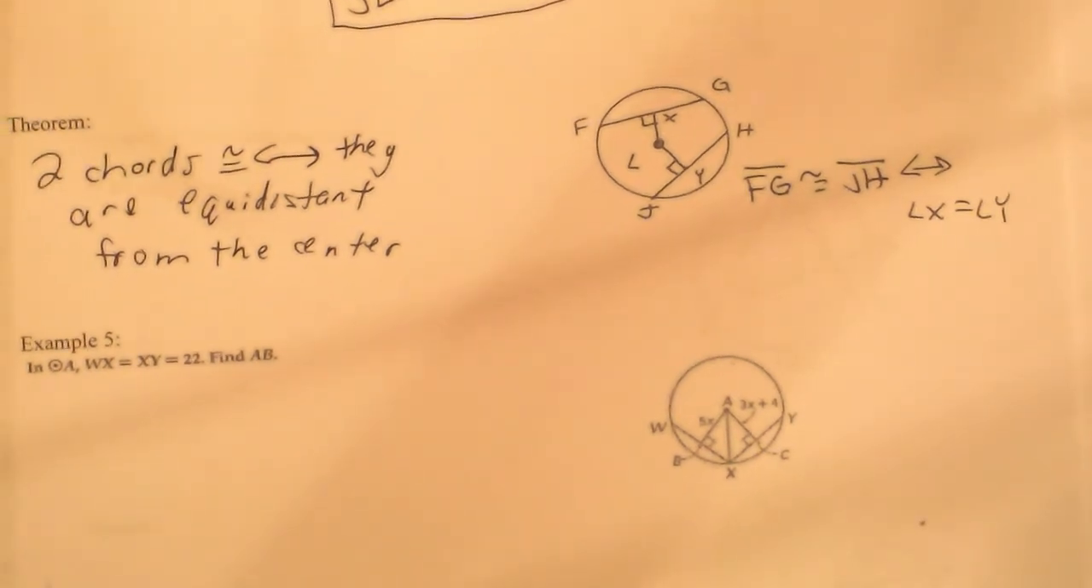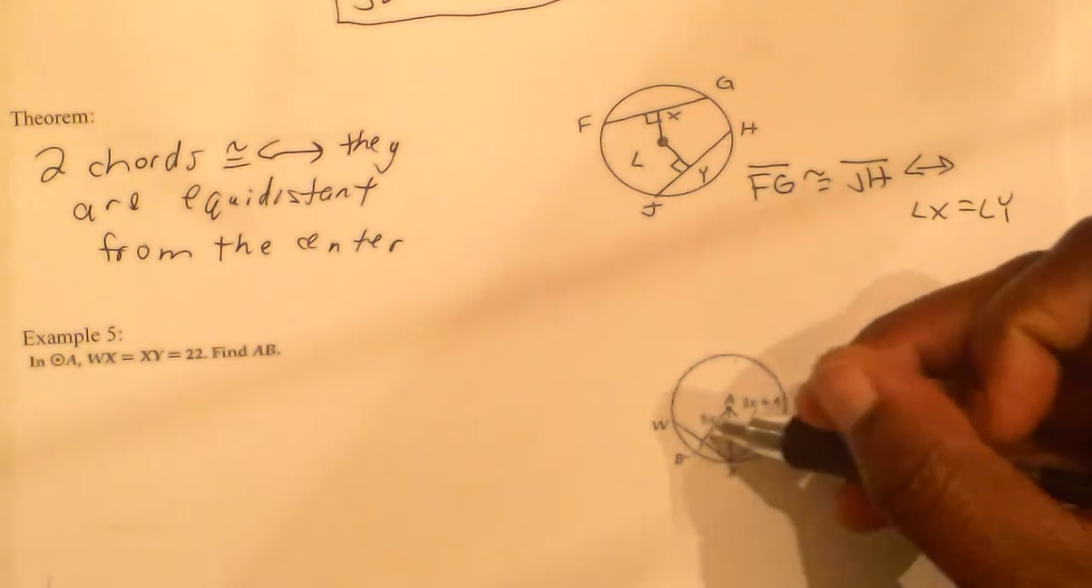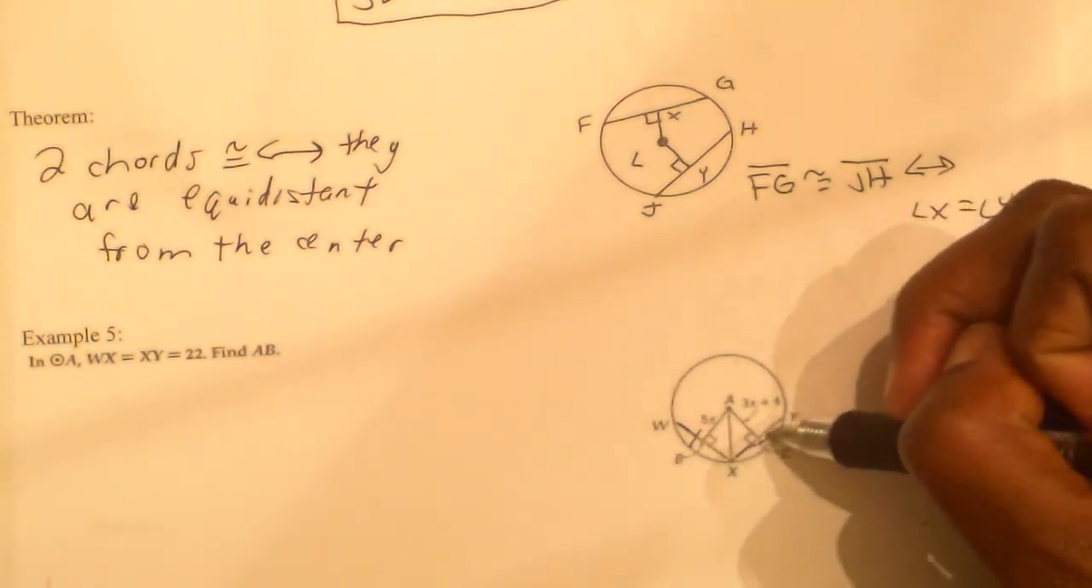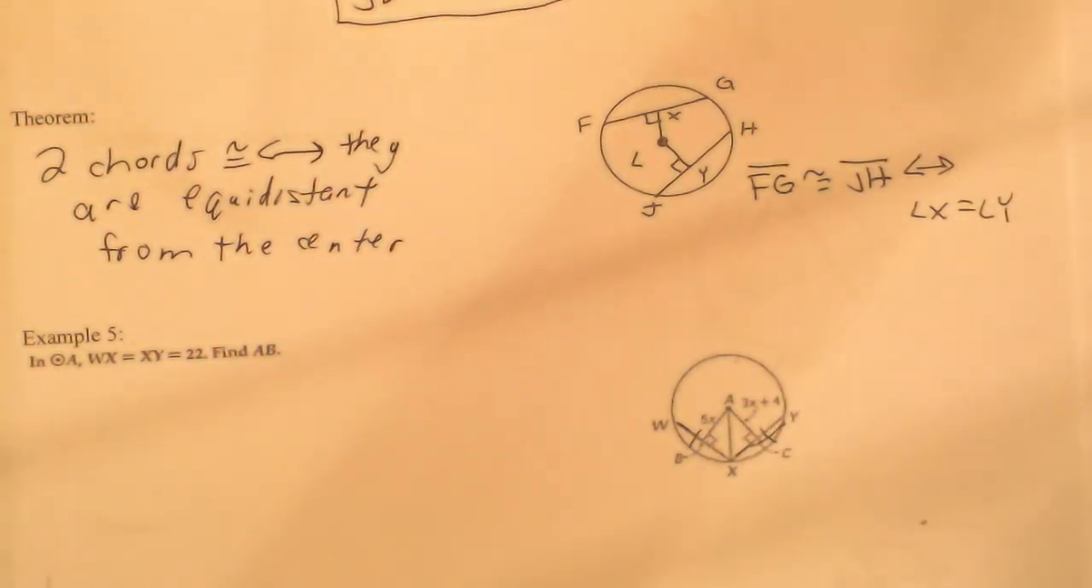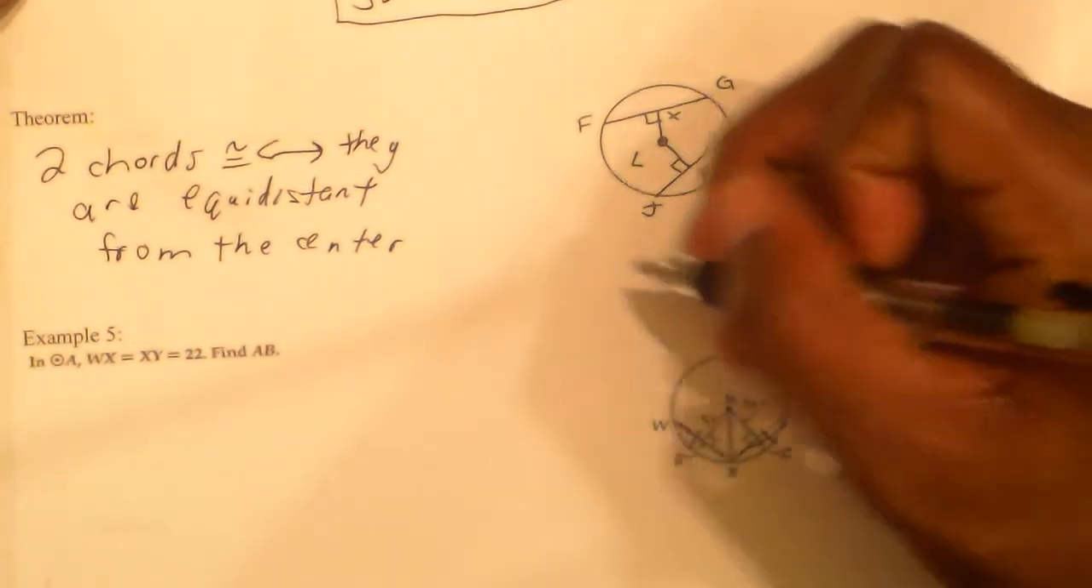In circle A, WX is congruent to XY. Where's WX? That chord right there is congruent to this chord right here, XY, and it says they're both equal to 22. Does everybody see that? It also tells us to find AB. So if those two chords are congruent, then we know from AB to what? AC, you're right. Those are also going to be congruent.